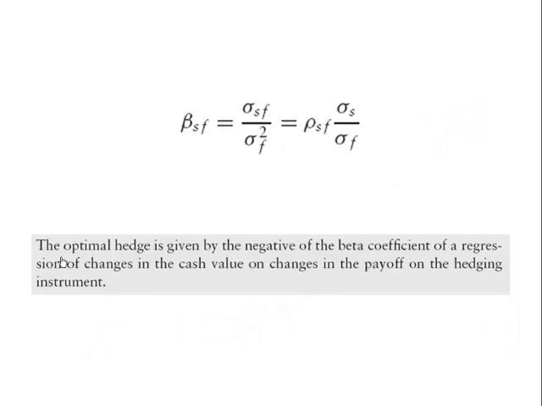Once again, the optimal hedge is given by the negative of the beta coefficient of a regression of changes in the cash value on changes in the payoff on the hedging instrument. This hedging instrument is generally the futures contract, or the minimum variance hedge ratio is the beta of the stock with the hedging instrument.